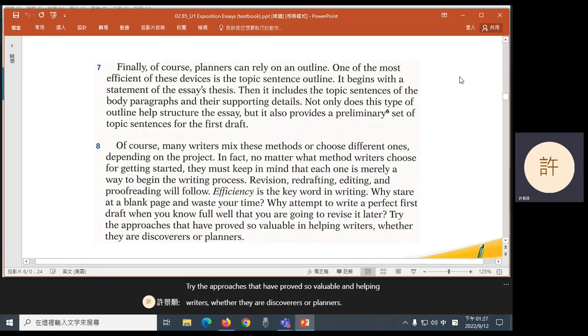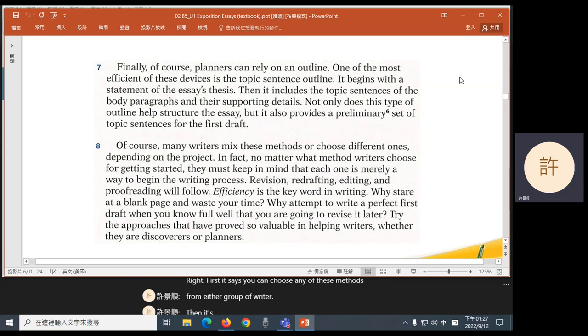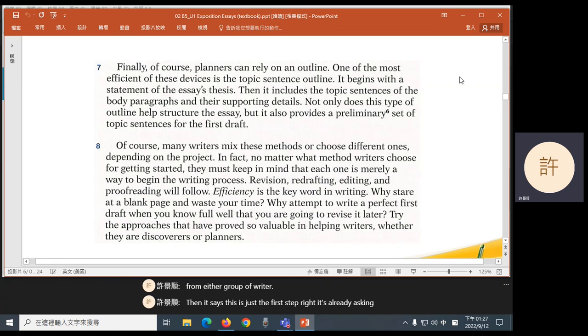So you can already feel that this is maybe the conclusion, maybe very close to the conclusion, because it is already pushing the reader into the future, right? First, it says you can choose any of these methods from either group of writer. Then it says this is just the first step, right? It's already asking the reader to look to the next step and the next step until they finish writing the essay.